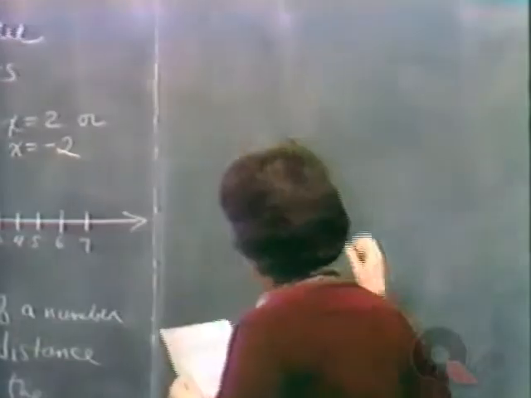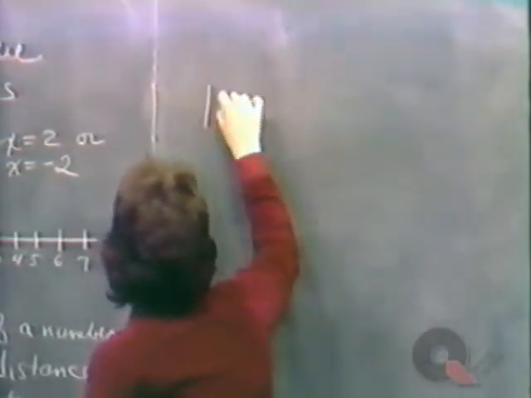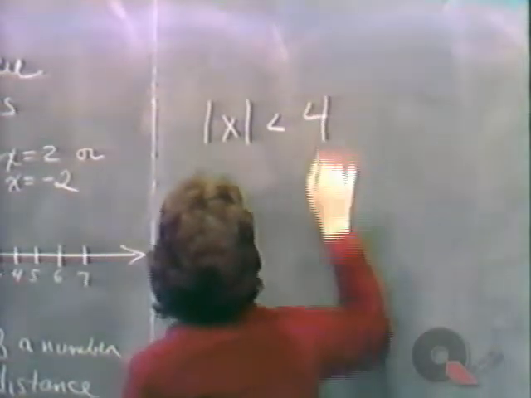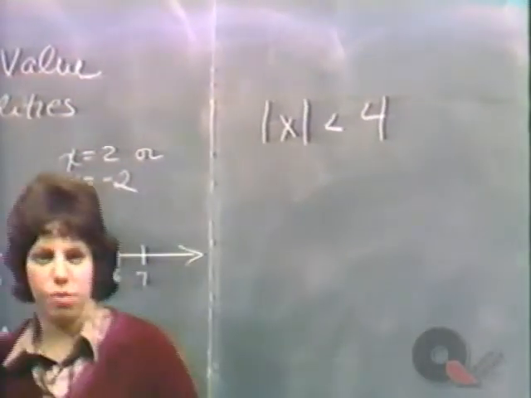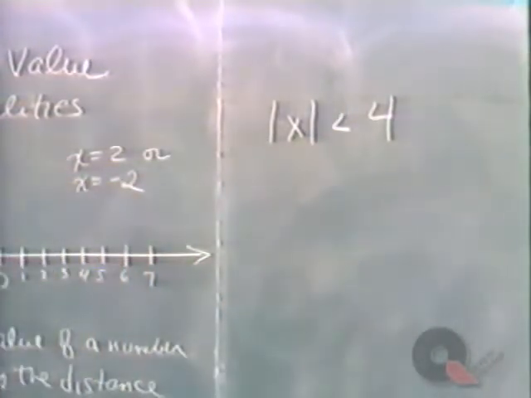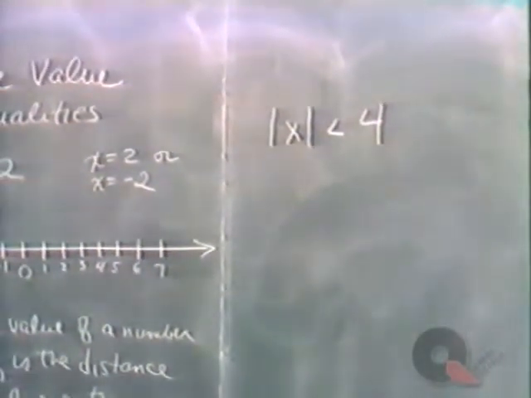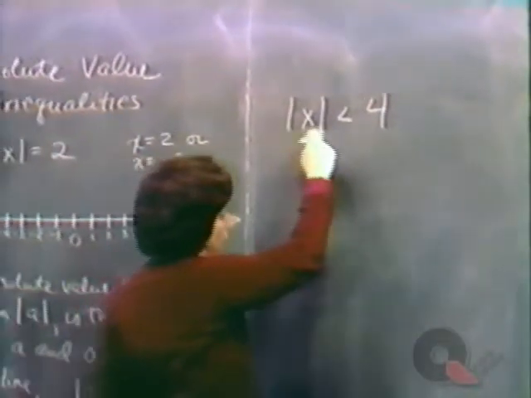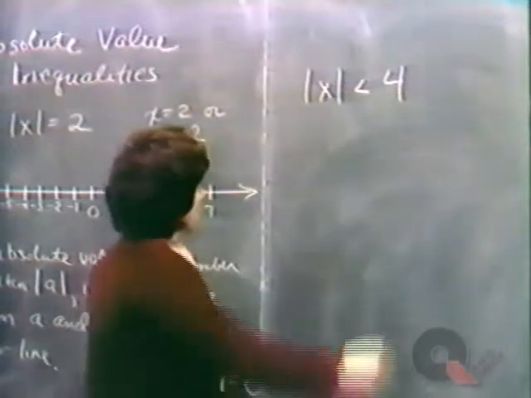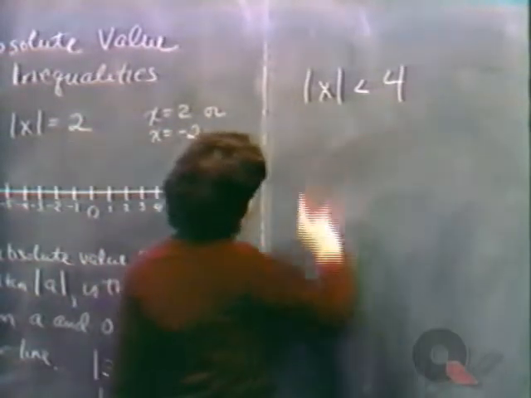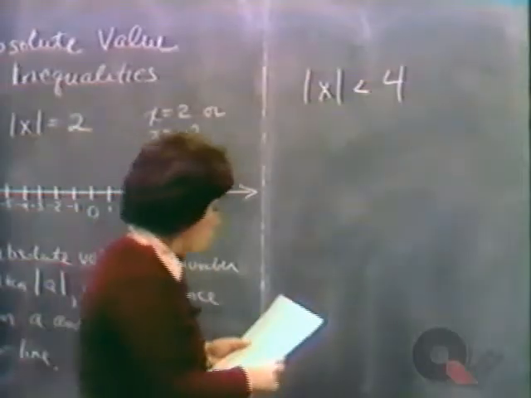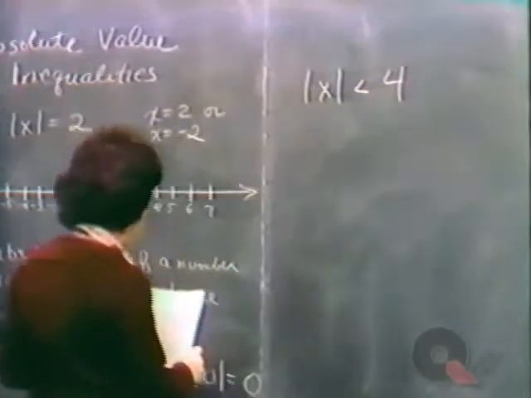Suppose we want to solve the inequality, the absolute value of x is less than 4. It's an absolute value inequality, an inequality involving the absolute value. We want to find all values of x for which we could substitute into this inequality and have it come out a true statement. The absolute value of x is less than 4. That means the distance between x and 0 is less than 4, or x must be less than 4 units away from 0.